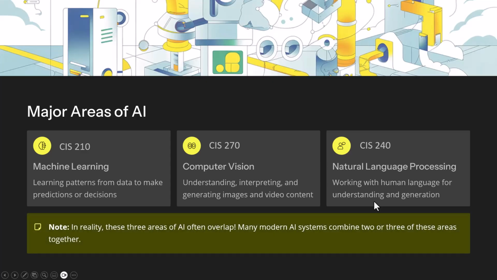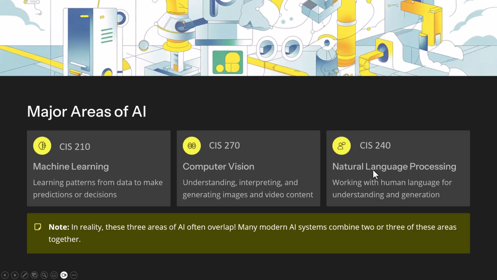Now, in reality, these three areas often have a lot of overlap. Many modern AI systems combine two or three of these areas together. For example, neural networks are traditionally considered to be part of machine learning, but computer vision uses something called a convolutional neural network for a lot of its different tasks. And natural language processing, especially for large language models, uses something called a transformer, which is a type of neural network. So a lot of times there's a lot of crossover between these different areas. They're kind of borrowing from each other or mixed together. But in general, to be clear here, we segment these into the three different areas. So let's go a little bit deeper.